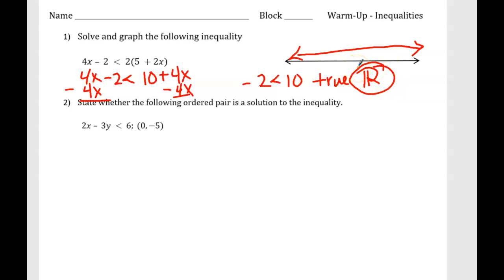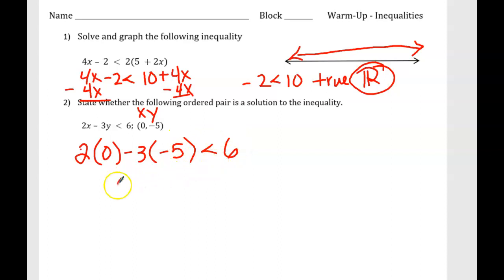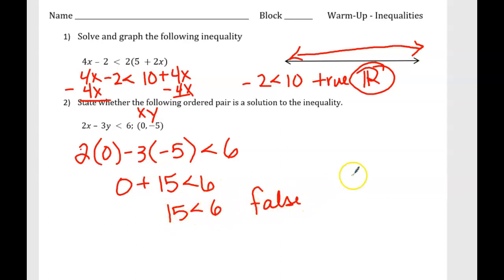Number 2, to state whether the following ordered pair is a solution to the inequality, I simply plug the x and the y values in. So we've got 2 times 0 minus 3 times negative 5. Is that less than 6? 0 plus 15 less than 6? 15 is less than 6. That's false. So we know that this is not a solution.